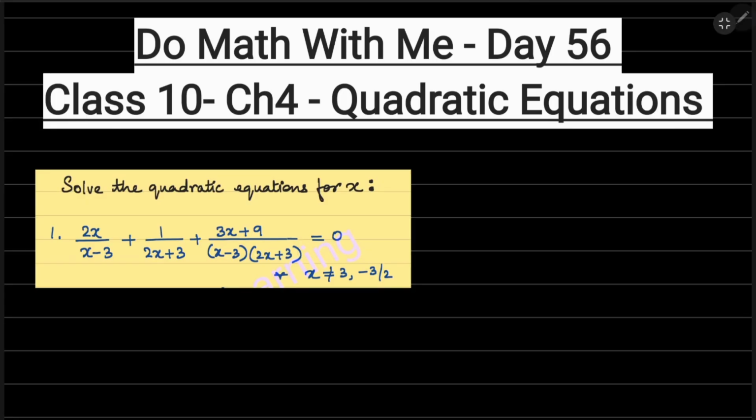Today we will be solving some questions from the fourth chapter, which is Quadratic Equations. Do take your notebooks and please practice these problems along with me.